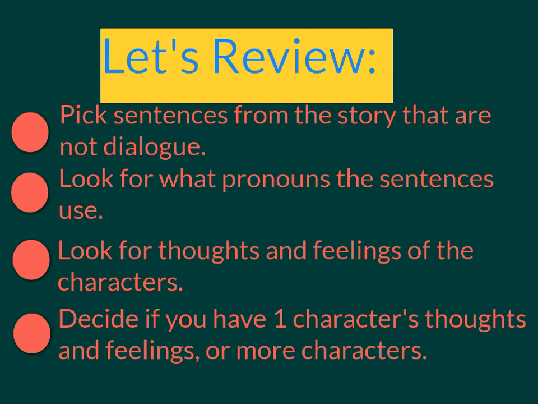Remember to first pick sentences from the story that are not dialogue. They're not in quotation marks. Second, look for what pronouns the sentences use. Do they use I and me, or do they use he and she? Third, look for any thoughts and feelings of the characters. Words like knew, felt, worried, those are going to be clues that it's not that objective point of view. And then finally, decide if you have just one character's thoughts and feelings or more characters, because that's what makes the difference between the third person limited and the third person omniscient.